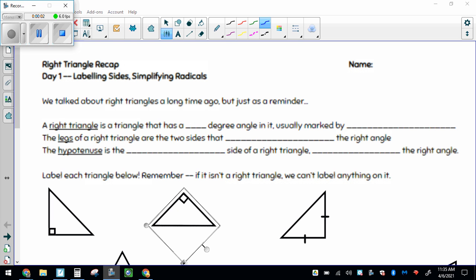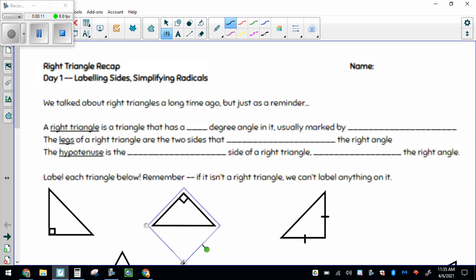All right, we're going to start off with a little bit of review here about right triangles before we jump in tomorrow. As a reminder, a right triangle is any triangle that has a 90-degree angle in it, and it's usually marked by a square in the angle. So you've got your right angle here, and we put a little square down in the corner.